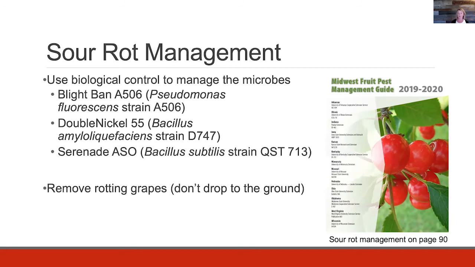I put a copy here of the Midwest Fruit Pest Management Guide. If you don't have it, you can get it online, and sour rot management is listed on page 90. And it also gives a nice little description of what I just overviewed on the abiotic disorder. Okay.